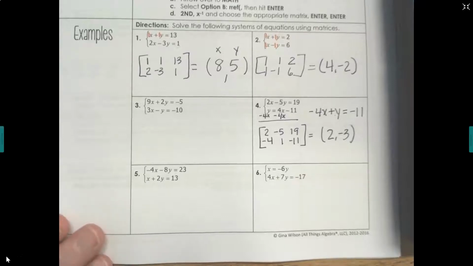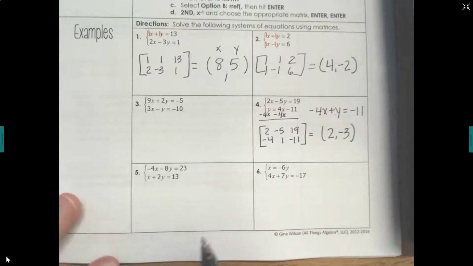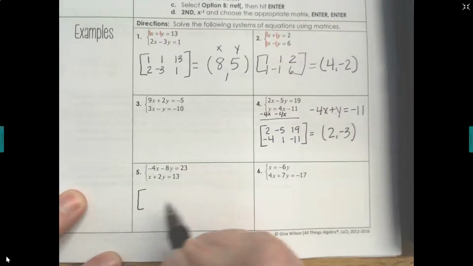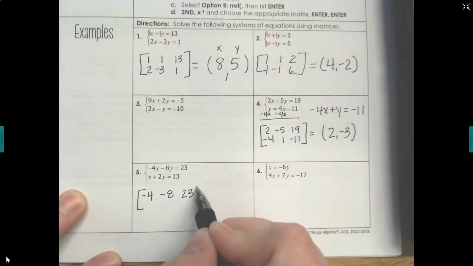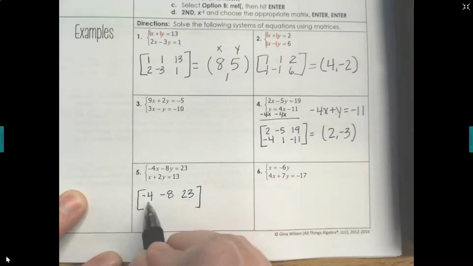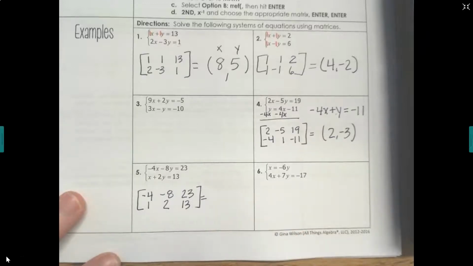So let's look at number 5. We have x's over x's, y's over y's, constants over constants. So we're good there. Our matrices will be -4, -8, and 23. And then remember there's a 1 there, 2 and 13. Okay, so pause the video and get this into your calculator and go ahead and perform the RREF, and let's talk about it at the end.